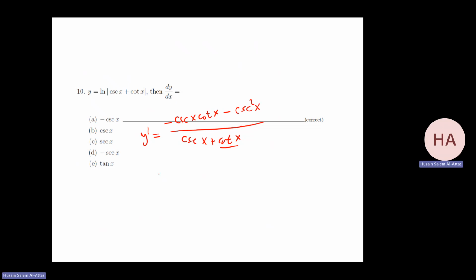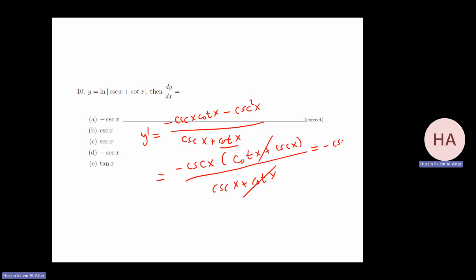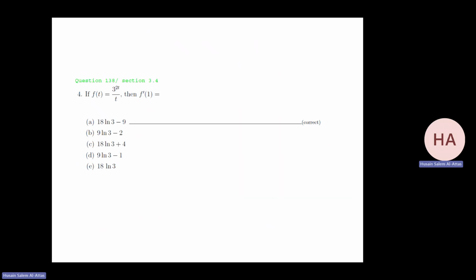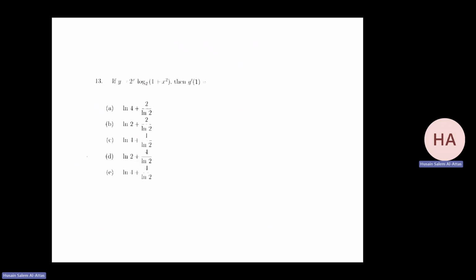Okay. Now I can take minus cosecant x common factor. I have cotan x plus cosecant x over cosecant x plus cotan x. Cancelled, so I'm getting minus cosecant x.